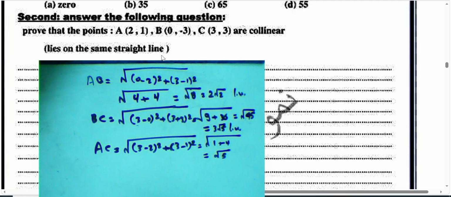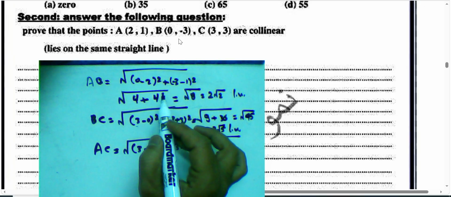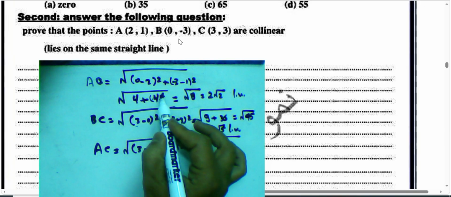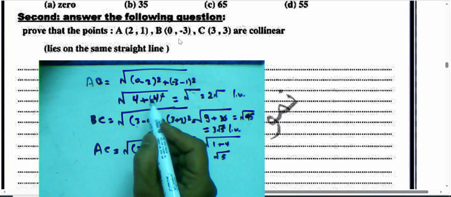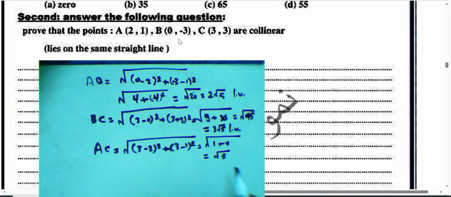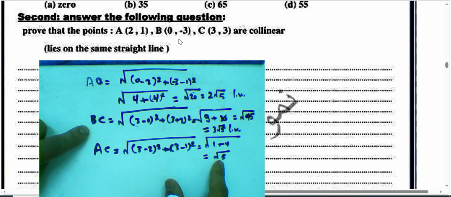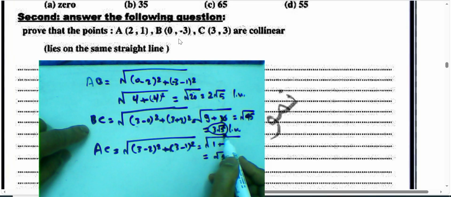Again AB, we have 2 minus 0, 2, and negative 3, negative 3. In this, negative 4 power 2 is 16, plus 4 is 20. The square root of 20 equals 2 root 5. Then 2 root 5 plus root 5 equals 3 root 5. So we have root 5, root 45 and root 20 and root 5. Understood?